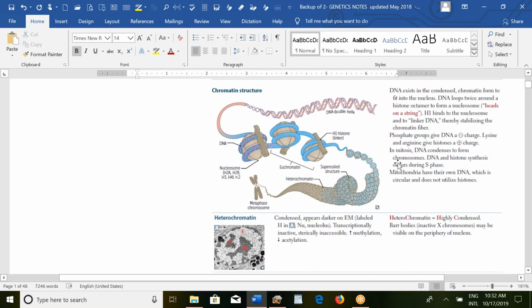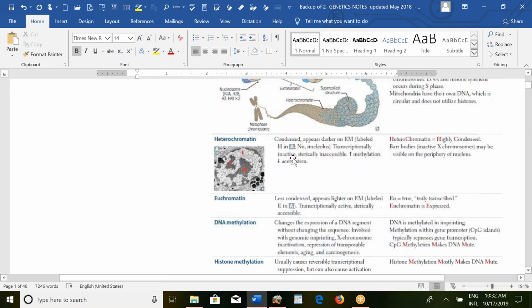In mitosis, DNA condenses to form chromosomes. DNA and histone synthesis occurs during S phase of the cell cycle or cell growth. Mitochondria have their own DNA which is circular and does not utilize histones. So histones are seen only in the regular DNA.